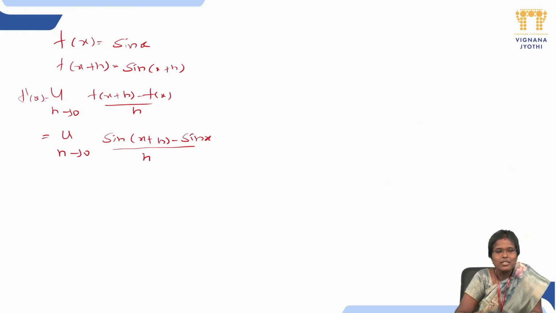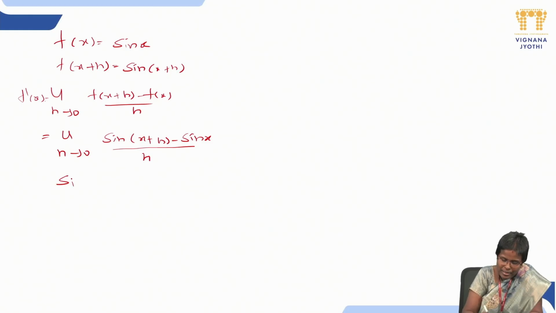As h tends to 0, if we substitute h equals 0, sin x minus sin x is 0, so we get 0 by 0, which is an undetermined form. So now what do we have to do? Let us expand the numerator.